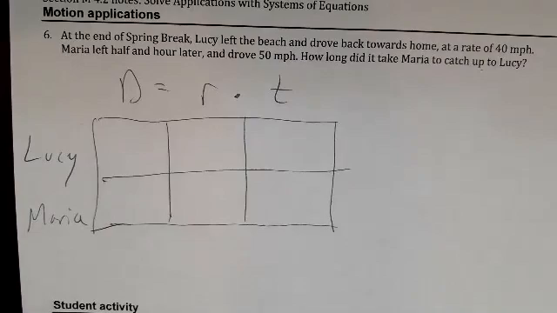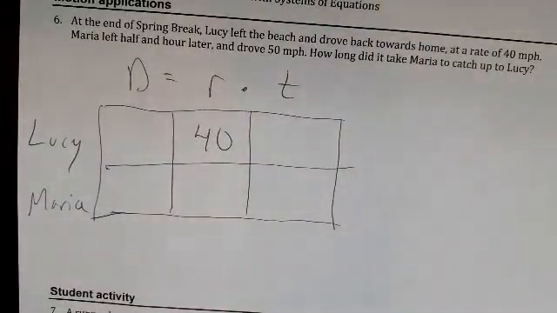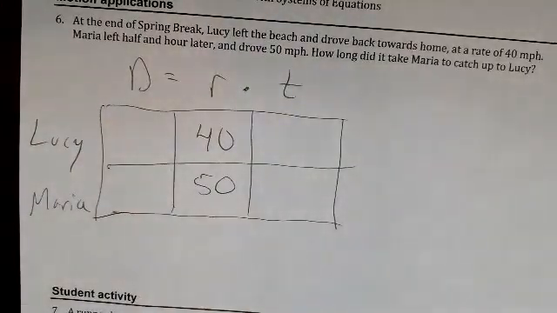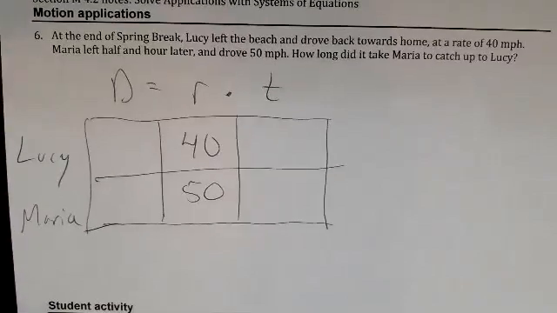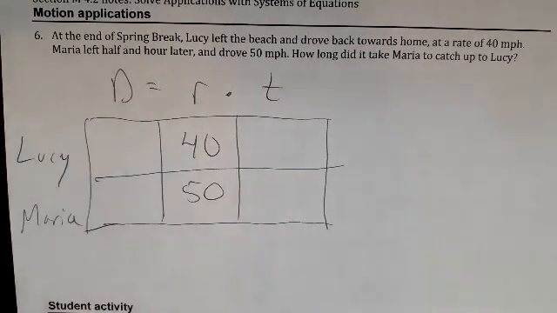For Lucy, they're giving us the rate is 40 miles per hour. For Maria, they're giving us her rate is 50 miles per hour. I think those two kind of fill in themselves. If you understand the table, you understand Lucy's rate is 40 miles an hour. Maria's is 50.